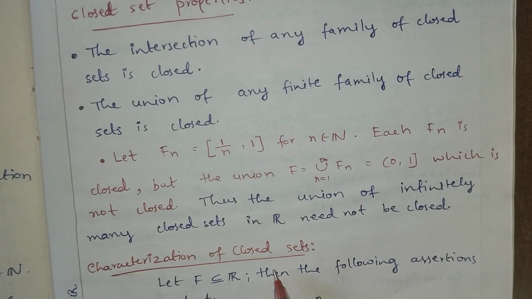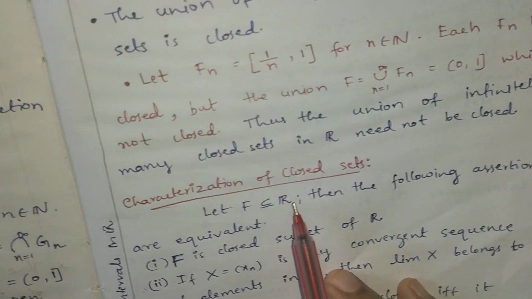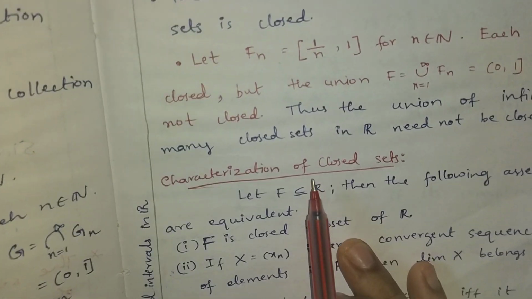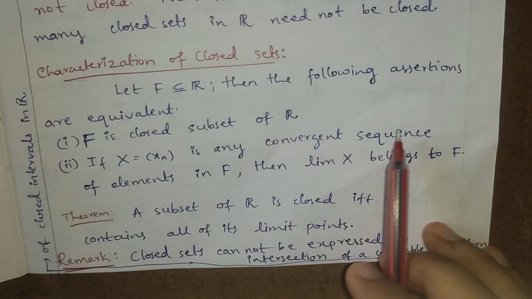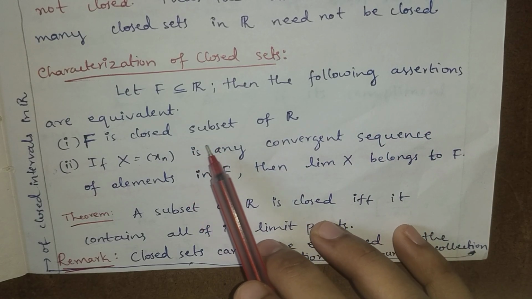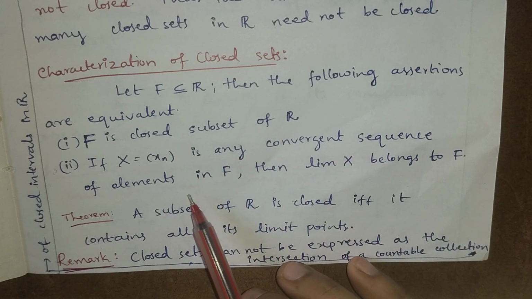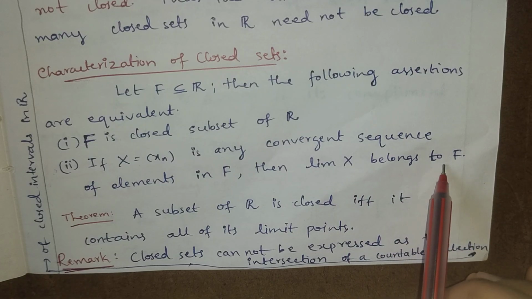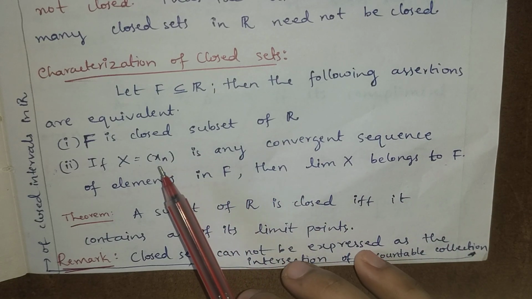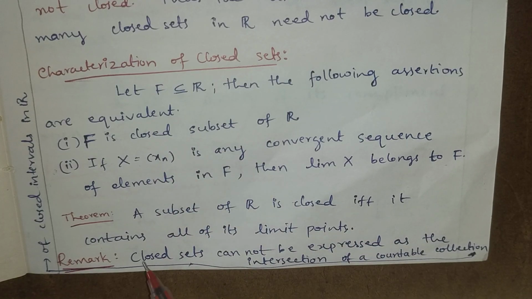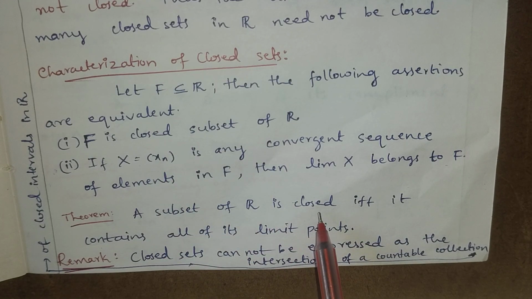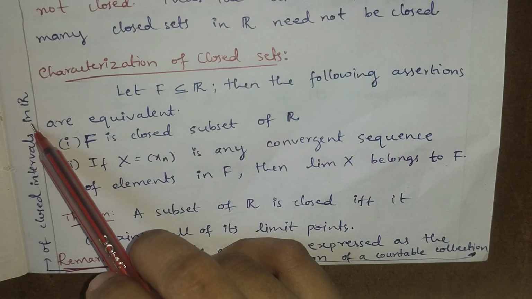Another characterization of closed sets. Let F be a subset of R, then the following assertions are equivalent. F is a closed subset of R. If Xn is any convergent sequence of elements in F, then the limit of Xn belongs to F. Okay, the limit of the sequence belongs to the closed subset. Another theorem: a subset of R is closed if and only if it contains all its limit points.